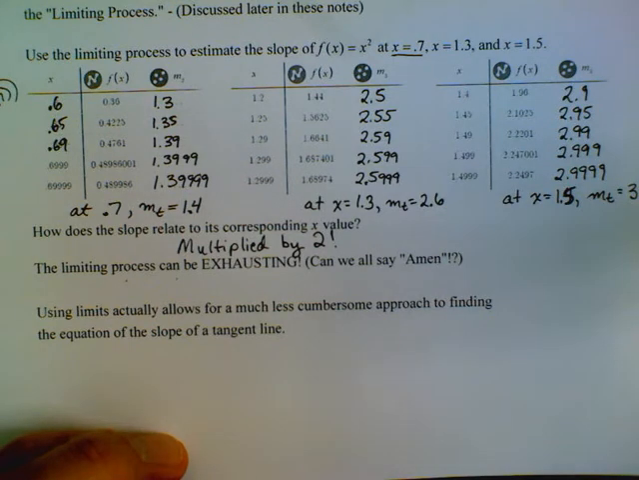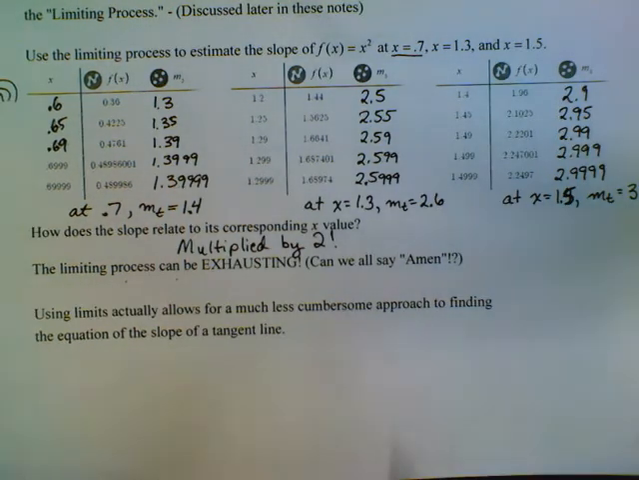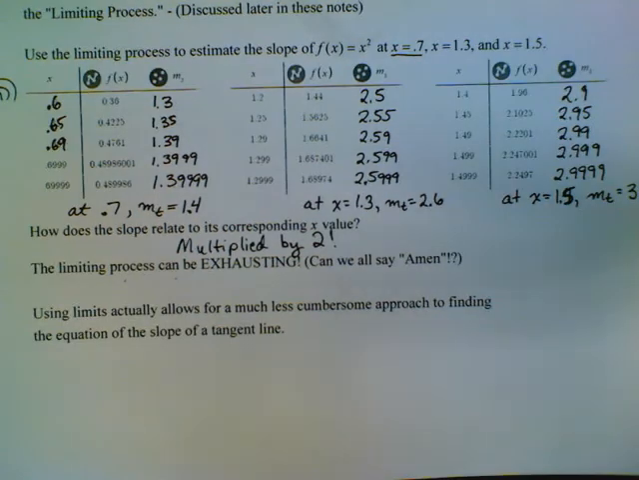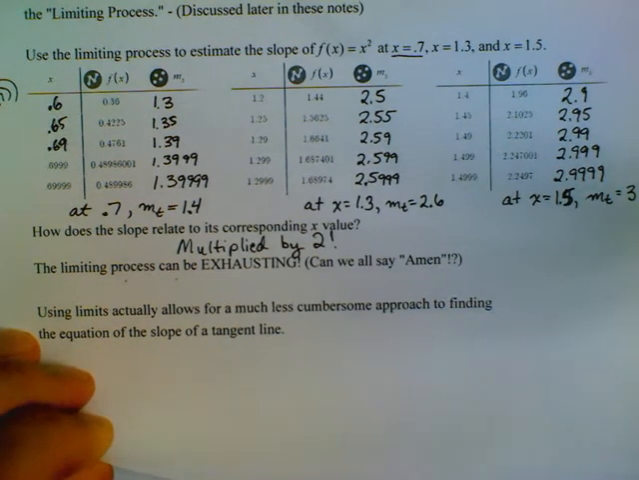So what we're going to do is something different. We're not actually going to use the limiting process past these notes. Why not? Basically because of entertainment value, folks. That was hard. You don't want to have to do the limiting process. So I show you the limiting process so that I can actually show you a limit. Using limits actually allows for a much less cumbersome approach to finding the equation of the slope of the tangent line. So let me show you that on the next page.